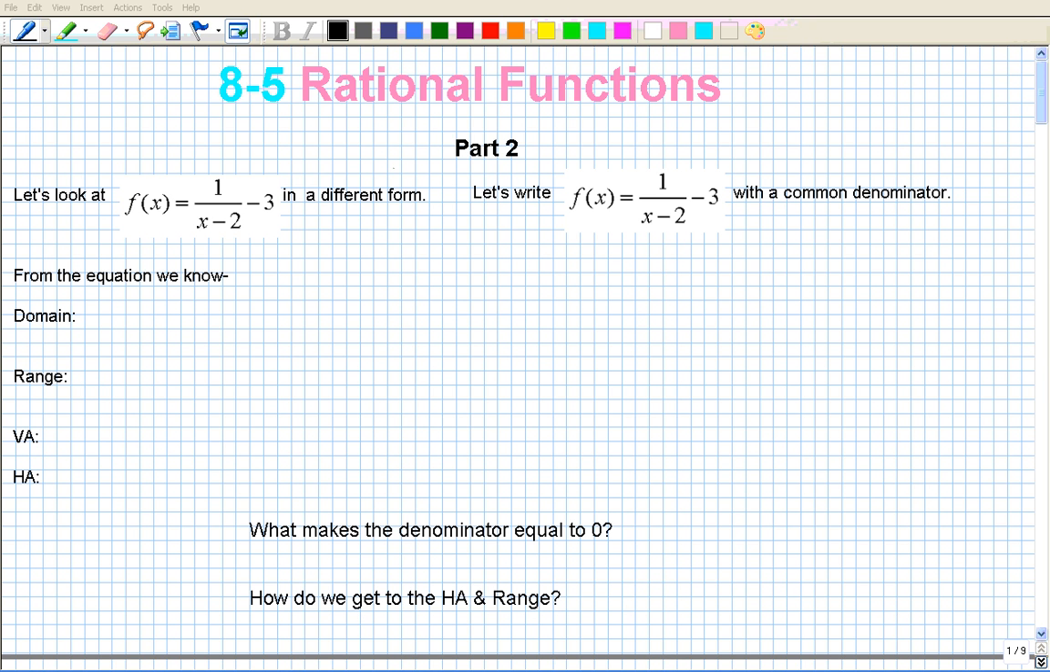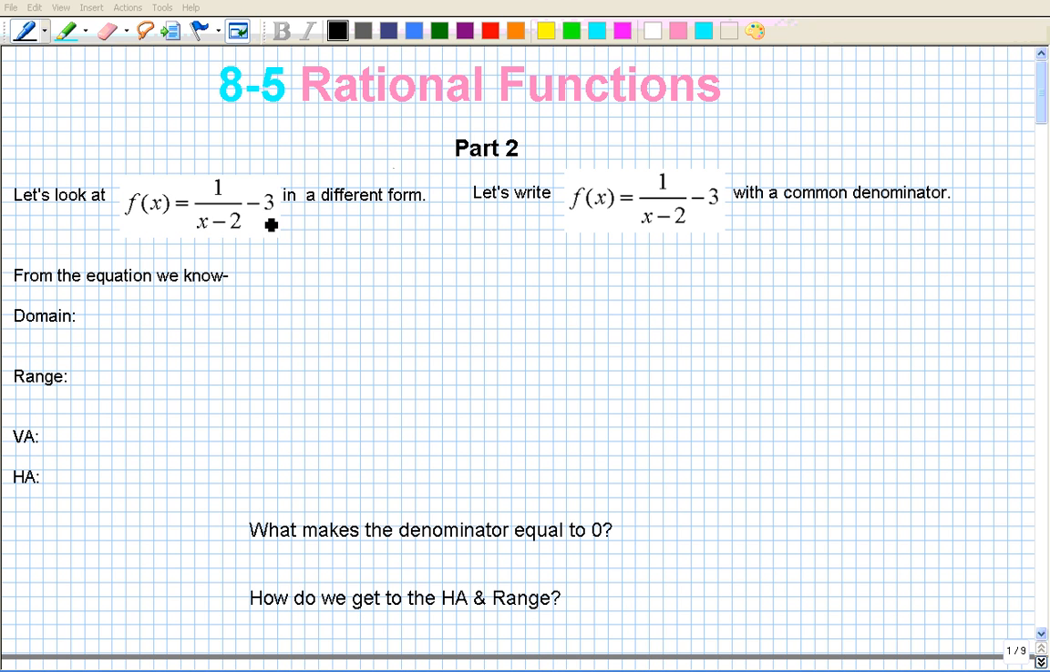Cannot emphasize that enough. Okay, so let's look at f of x equals 1 over x minus 2 minus 3. So remember, we have this form, and this form is easy to figure out the transformations. We'd be going to the right 2 and down 3. So it's easy to do transformations, but let's look at it in a different form.